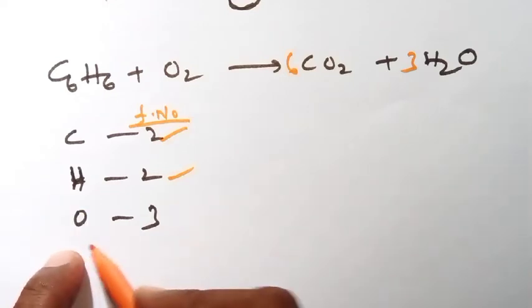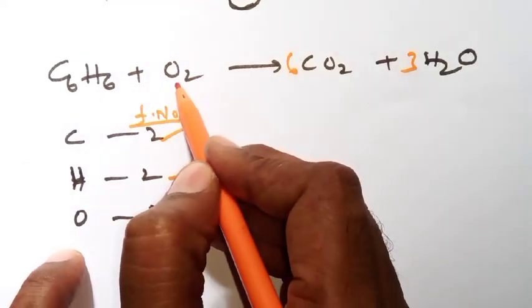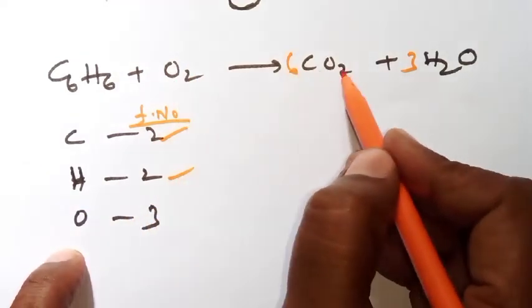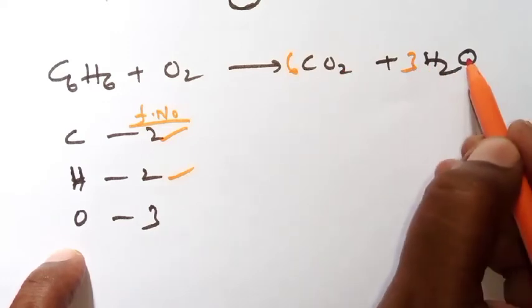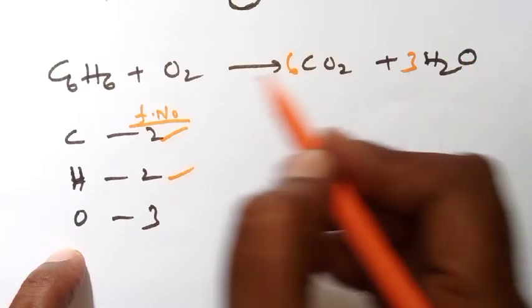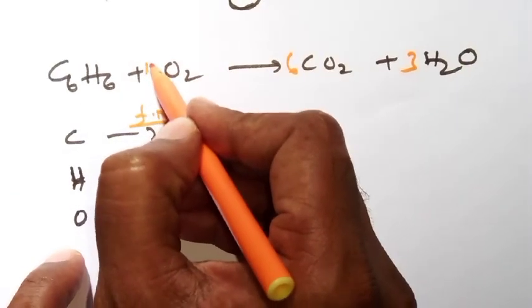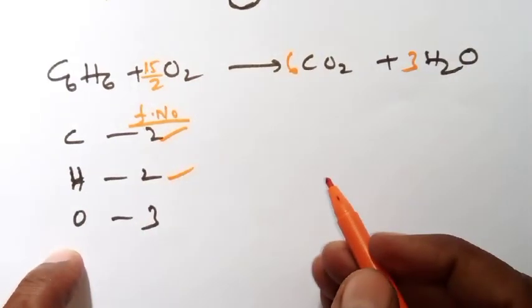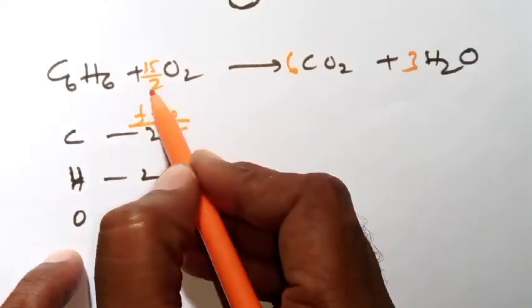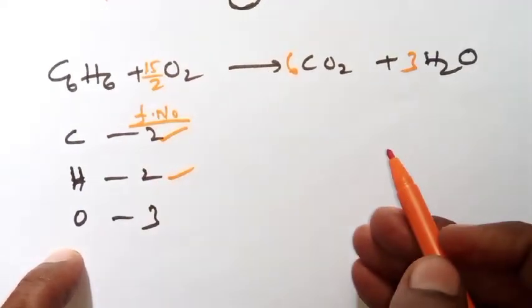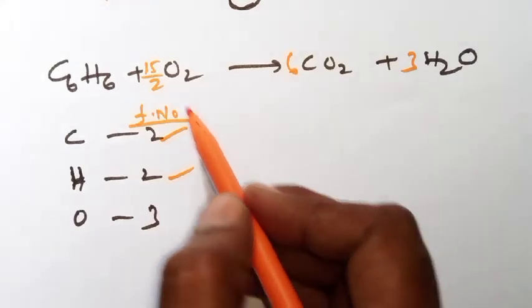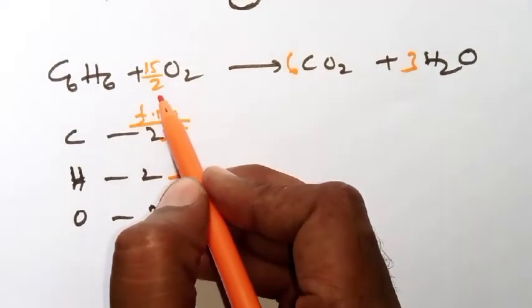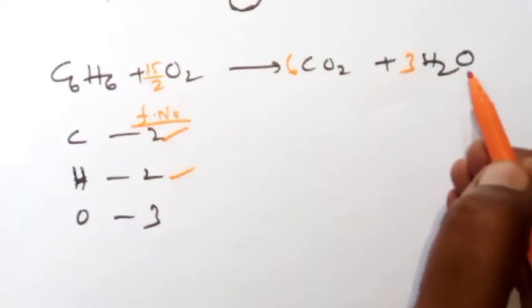Now concentrate on oxygen. Left side 2 oxygens, but right side 6 into 2, 12 plus 3, 3 oxygens. So 15 oxygens. That is why, what we should do? You can take 15 by 2 O2. What is the reason? 15 by 2, nothing but 2 to cancel, 15 we will get. But generally we should not represent the coefficient as a fraction. That is why just multiply the entire substances, reactants and products, with 2.